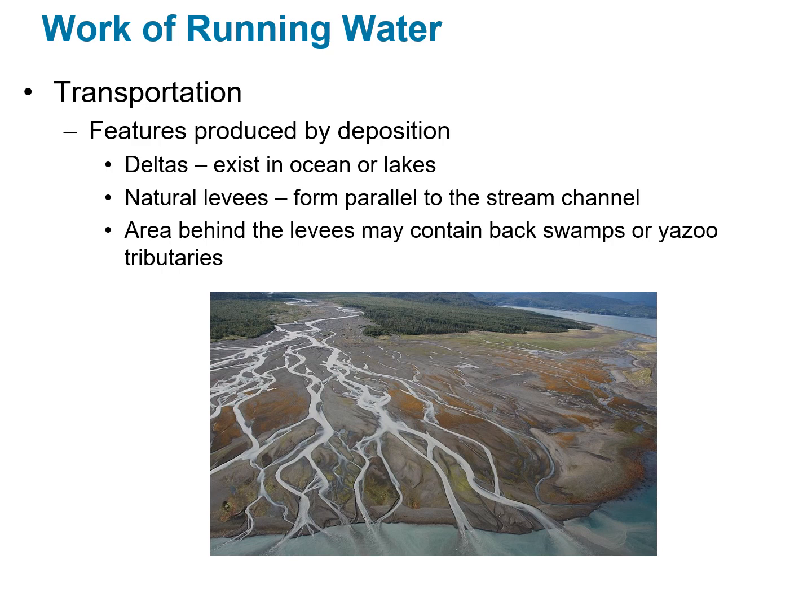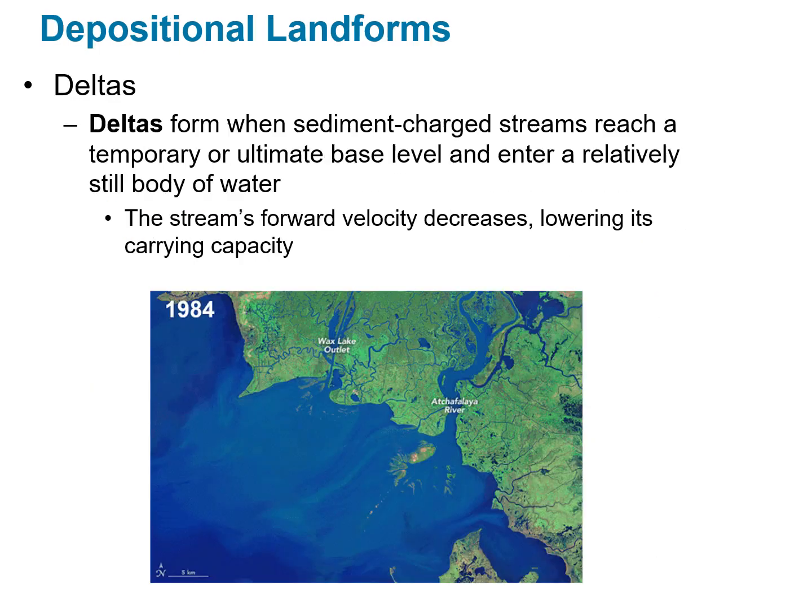So there are a number of features that are produced by deposition. One is deltas, typically at the mouth of the river. This is one that's pictured here. This is the major water body it runs into. And so it leaves a huge complex wedge of sediment with a bunch of distributaries cutting through this area of unconsolidated sediment. On the edges of a river channel, there are levees or natural levees. They form parallel to the stream channel. And then in floodplain areas behind the levees, you can find swamps or yazoo tributaries.